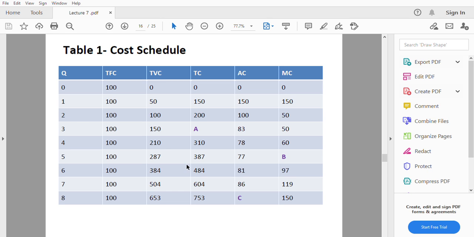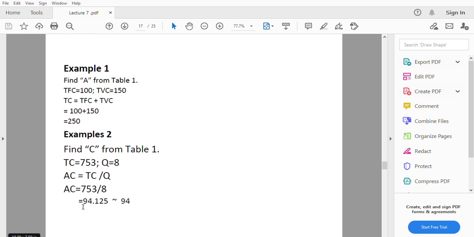Example 2, find C, which is average cost. Average cost is total cost divided by quantity. So we have total cost 753 divided by quantity 8, which gives us our answer. So that is what we have: 94.125, but you can approximate it to 94.